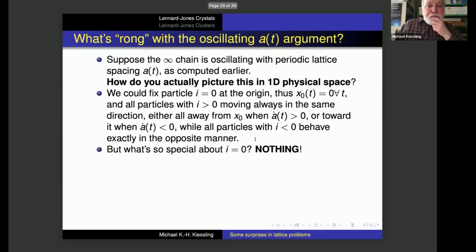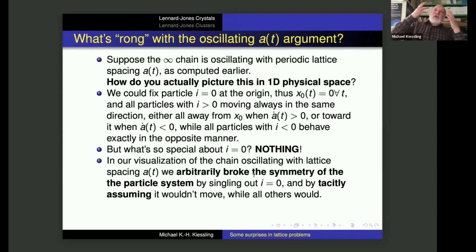But the point is, what's so special about i equals 0? Nothing, right? I could have picked any other particle and said, oh, that's not moving. And so our visualization actually breaks the symmetry. We break the symmetry arbitrarily, by assuming something doesn't move and everything else would move.